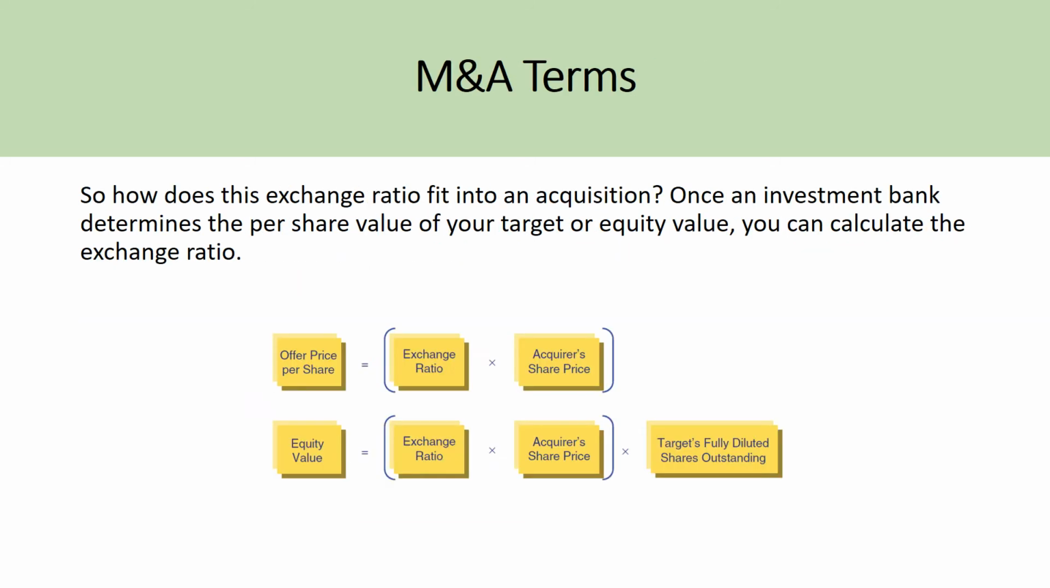So how does this exchange ratio fit into an acquisition? Once an investment bank determines the per share value of your target or equity value, you can calculate the exchange ratio. And simply, if you know the offer price and you know the acquired share price, then you can calculate the exchange ratio. Another way is if you know the exchange ratio and the acquired share price, then you can calculate the offer price. And once you know the offer price, you can multiply it by the target's fully diluted shares outstanding, and you can get the equity value or the value of the deal.